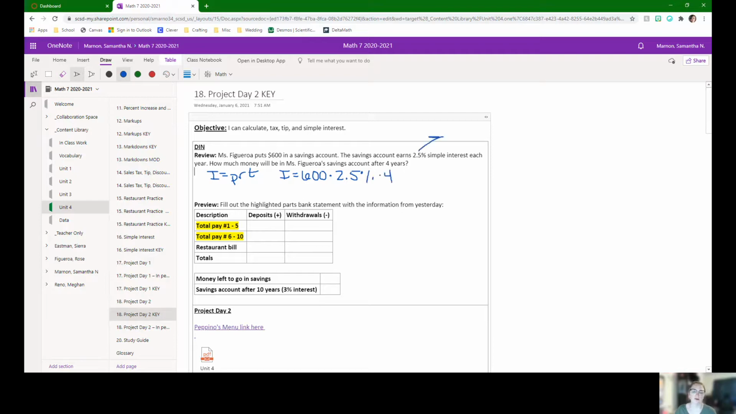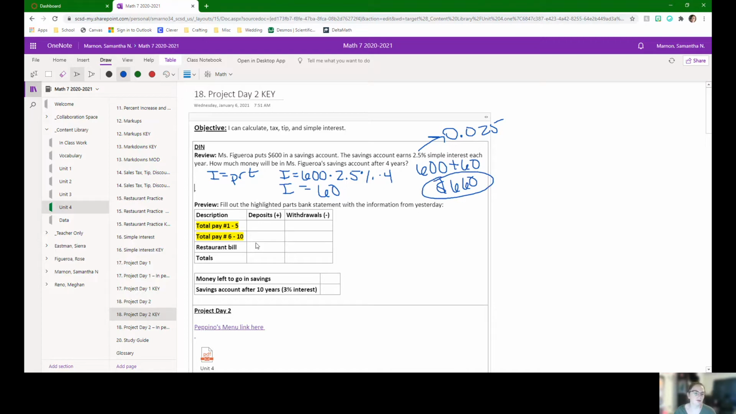If you're using a calculator that does not have the percent key, like the yellow TI-34s we have in our classroom, instead of 2.5%, you can use 0.025 as a decimal. When you multiply this all out, you get your interest to be $60, but it wants to know how much is in her savings account total. She started with the 600 and then she earned $60 more. So really what she has in her bank account is $660 after 4 years.